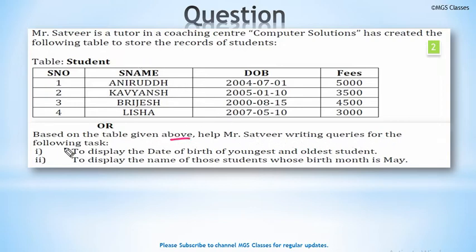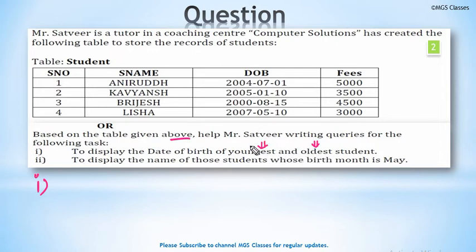Satvir writing queries for the following task. You need to help Mr. Satvir to write the queries for the following task. The first task is to display the date of birth of the youngest and oldest student. You need to write down the query to display the date of birth of the youngest and oldest student.